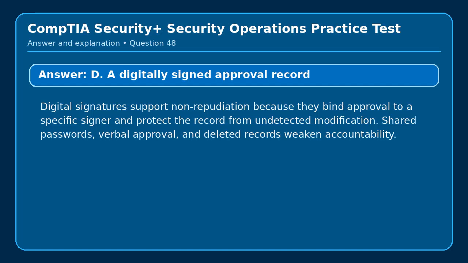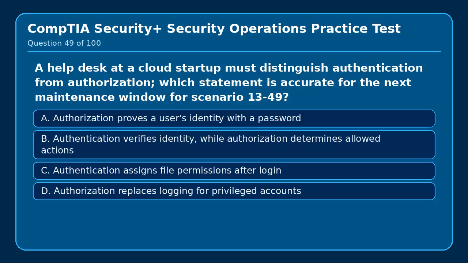Question 50. During a zero trust rollout for a manufacturing plant, which design principle should guide access to the wireless network during a quarterly review for scenario 13 to 50? A. Place every system on one flat internal VLAN. B. Continuously verify identity, device posture, and context before allowing access. C. Trust all users once they are on the corporate network. D. Disable MFA to reduce login friction. Take a moment to choose your answer.